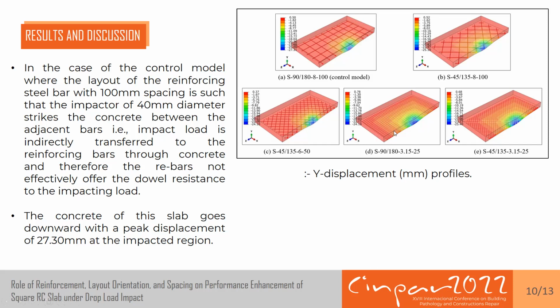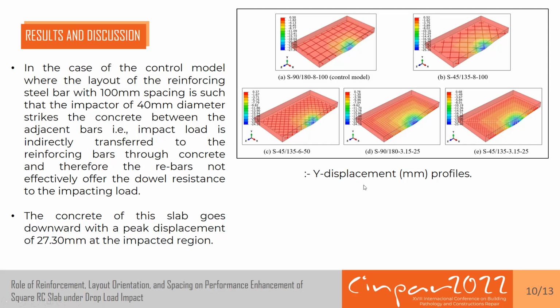In the fourth model, a welded wire mesh of 3.5 mm thickness is used at a spacing of 25 mm, and the orientation of the welded wire mesh is 90-180 degree. In the last model, that is the fifth model, the orientation is changed from 90-180 to 45-135, keeping the thickness and the spacing the same as in the fourth model.